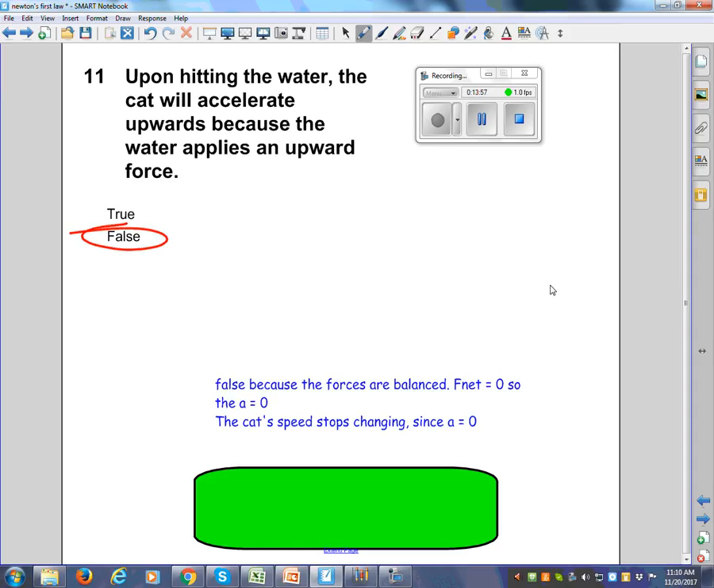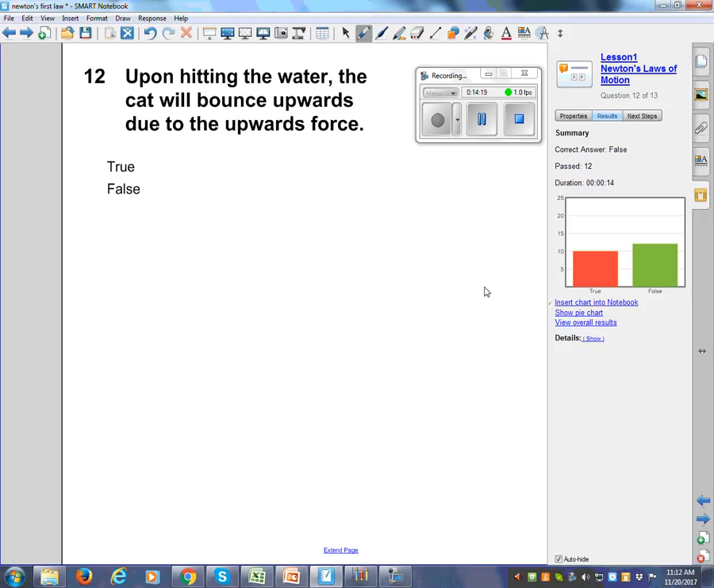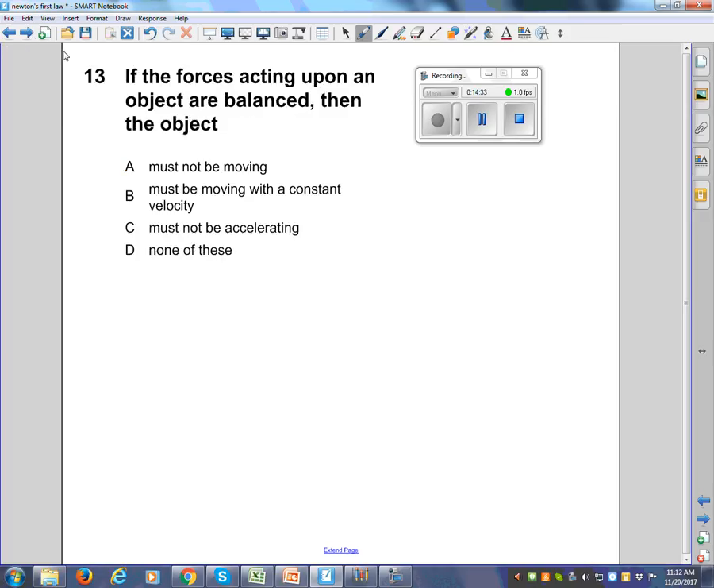If you want to write that down, you can. Okay, but that's important. The forces are balanced. If the net force is zero, then the acceleration is zero. Is there one more question? Two more. Upon hitting the water, the cat will bounce upwards due to the upwards force. Also false. Why? Net force is zero. If the net force is zero, objects in motion stay in motion. Why do I have to keep repeating it? Because kids don't believe me. Or they don't believe what it means. They can say it. Okay, here's the number one thing you need to learn from today.